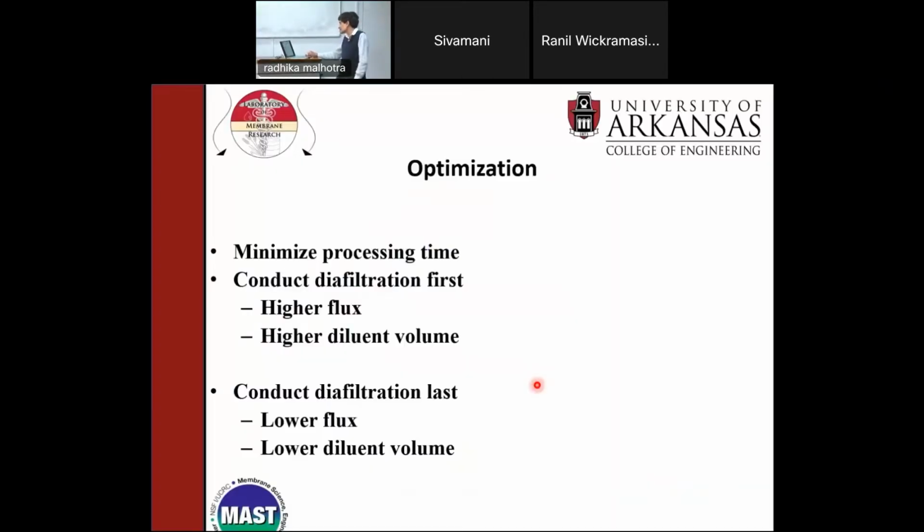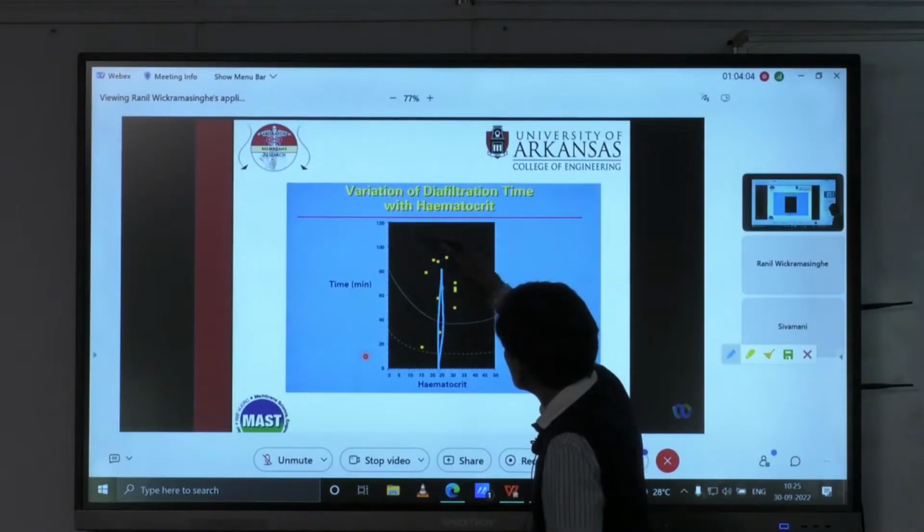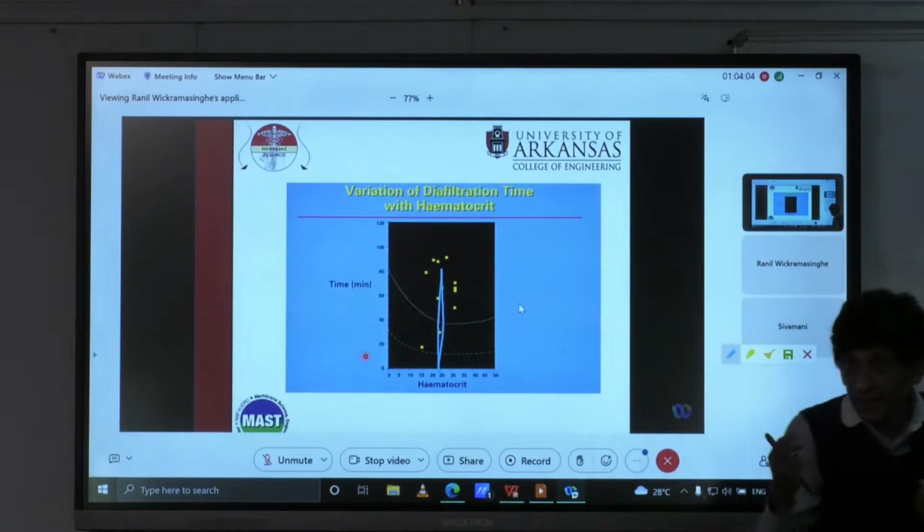All right, so this is what I told you. You want to minimize processing time. You could conduct diafiltration first, high flux, high diluent volume, or conduct diafiltration last, lower flux, lower diluent volume, which is optimal. If you're interested in the mathematics of this, you can send me an email. You can actually solve this analytically and show that the optimum hematocrit, or cell concentration, at which to conduct this is going to be somewhere around here. These are the calculated or the model curves, okay? And you can understand why there is this optimum, right?